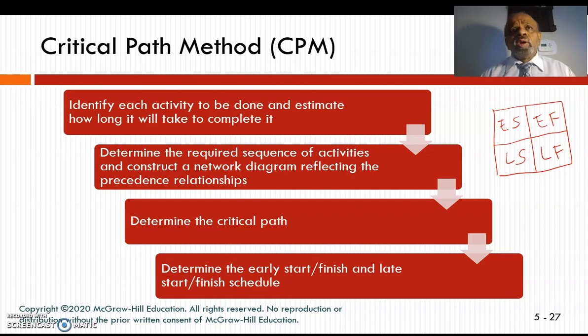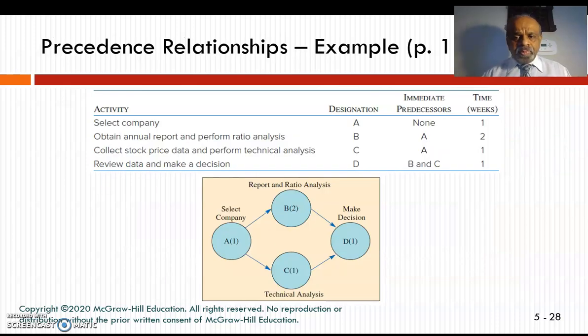So let's take a look at an example. Let's say I have a project where I'm going to select a company as one activity, and that activity is called A.